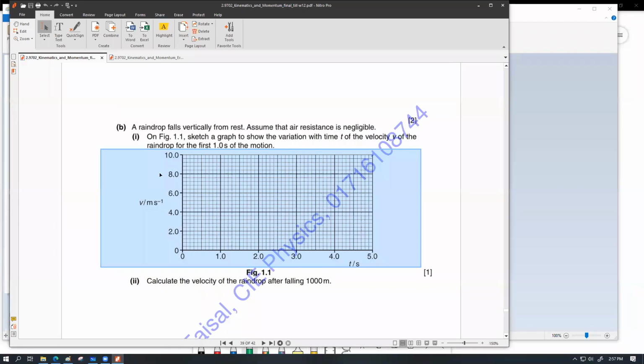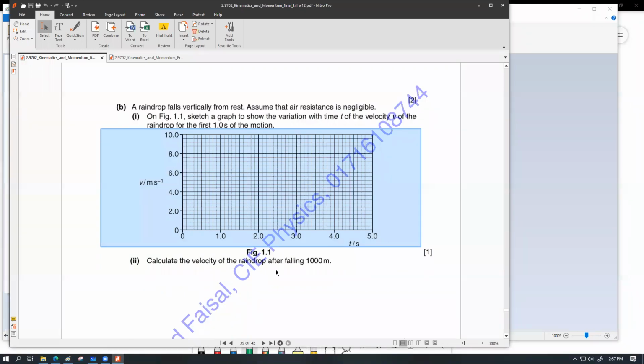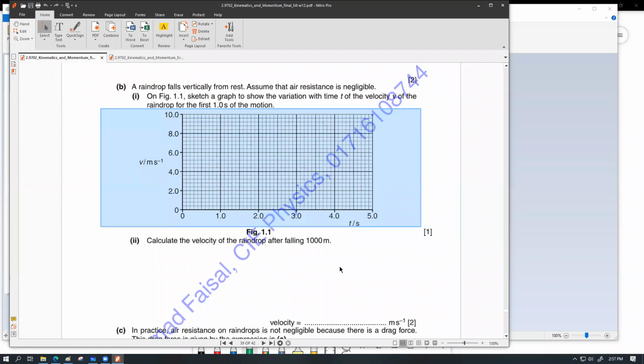Then it says calculate the velocity of the raindrop after falling 1,000 meters. This is still falling under the regime of air resistance being negligible. So you can simply go for v squared equals u squared plus 2as, because you have the distance given, so you can find the final velocity.